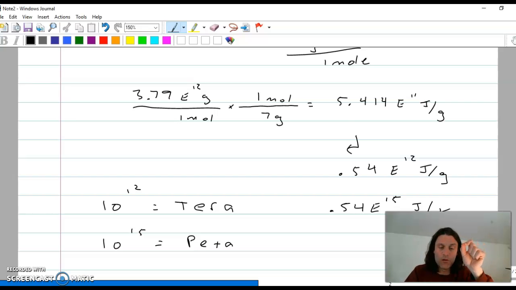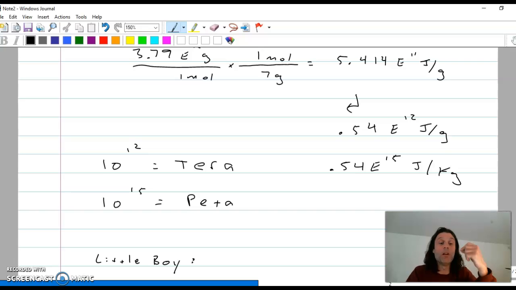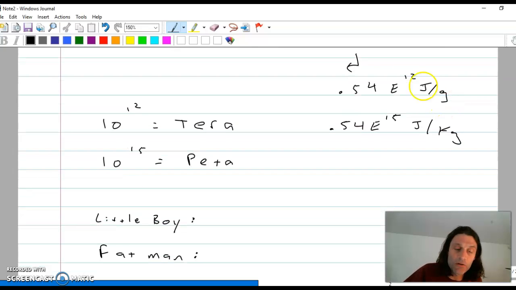Okay, now grams are small, so what would that be per kilogram? It'd be 1,000 times more, about a half-ish times 10 to the 15th joules per kilogram. 10 to the 12th, I said over here, is a terajoule. 10 to the 15th is a petajoule, all right? Just to give you an idea, this is about a half a trillion. I'm sorry, that's a half a trillion. This is about a half of 1,000,000, 500,000 terajoules. All right, 500,000 terajoules per kilogram of this stuff. 500,000 terajoules is what this, 0.54 e to the 15 joules per kilogram.